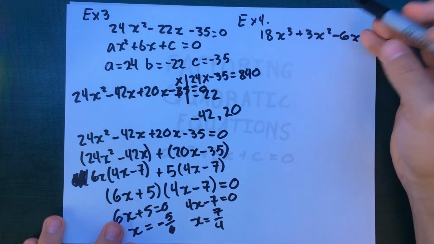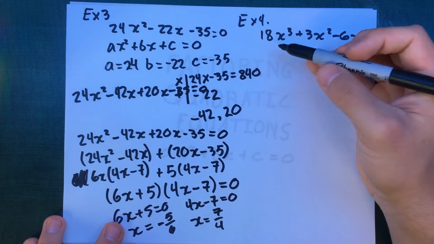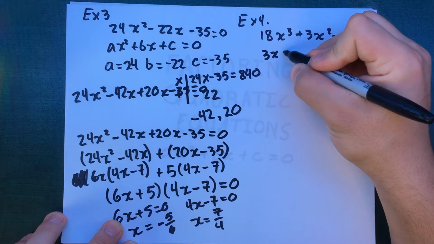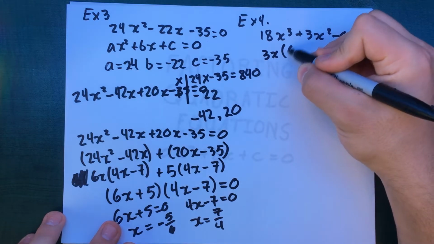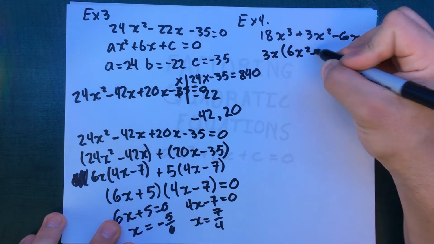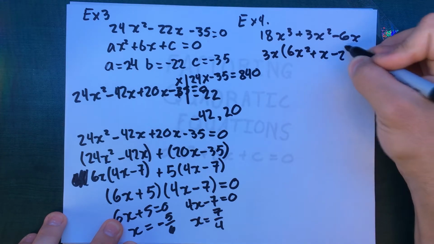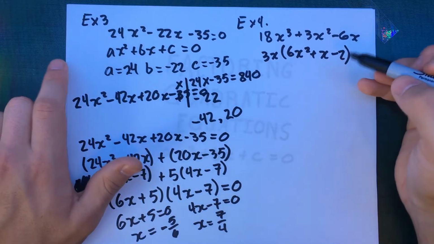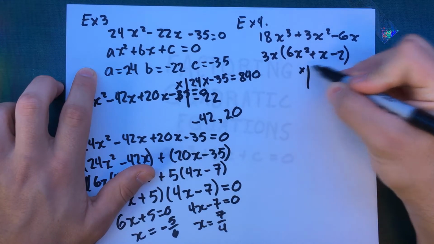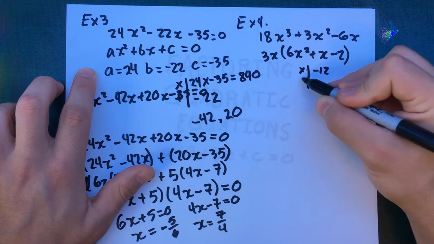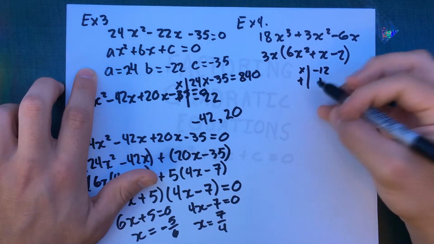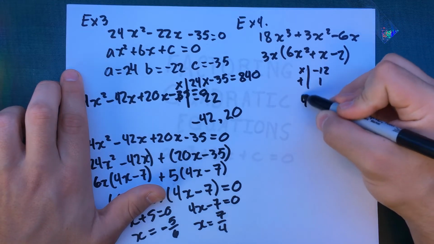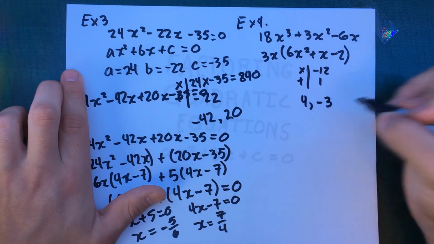So in example number 4, what we can first observe is that there's a greatest common factor in this equation, which is 3x. So if we take out 3x, our equation becomes 6x squared plus x subtract 2. Now it's just a matter of doing what we did in example number 3. We find two factors that multiply to negative 12 and add to 1. We can observe from our first example that these numbers would be 4 and negative 3.